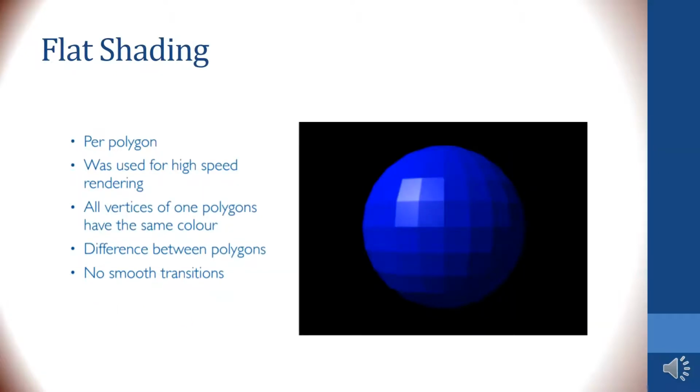Here are the features of flat shading. The lighting is considered per polygon and it was used for high speed rendering, and all of the vertices of one polygon have the same color. So all of these vertices in this surface have the same color. Each polygon has a different flat shading, and there is no smooth transition for this kind of shading.